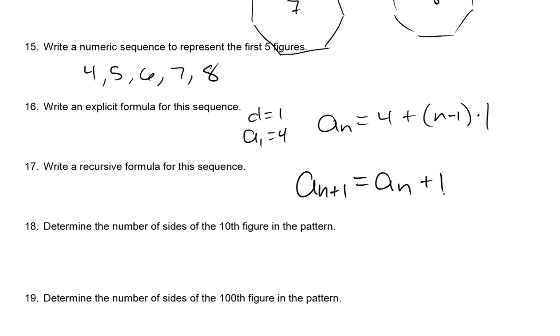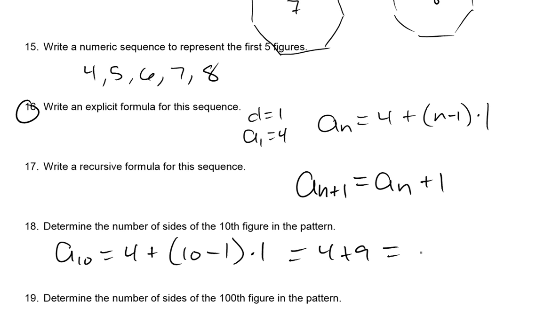Determine the number of sides of the 10th figure in the pattern. Well, for this one, I'm definitely going to want to use my explicit rule. So I'm going to write this down here. The 10th one equals 4 plus 10 minus 1 times 1. Oh, so I'm looking at 4 plus 9, right? 4 plus 9, so there's 13 sides on the 10th one. Really? Okay, I'll take your word for it.